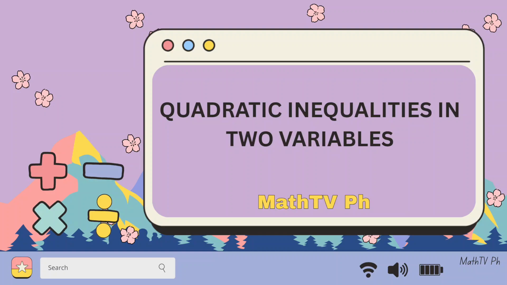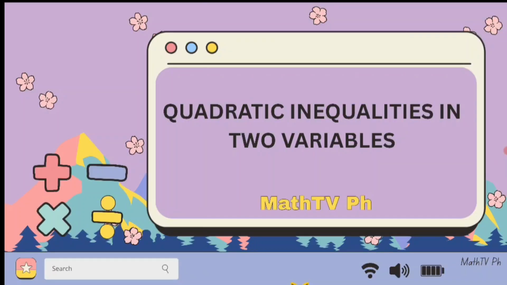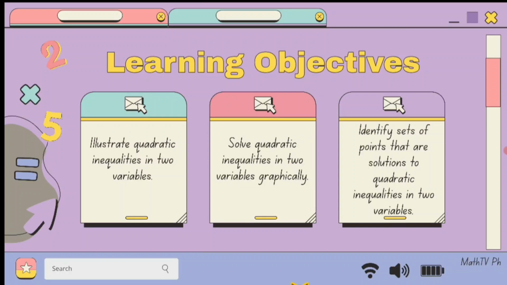Tara, aral tayo! Today we are going to discuss solving quadratic inequalities in two variables. Kung nahihirapan kayo sa pag-graph ng mga parabola o kaya naman sa paghahanap ng tamang shaded region, don't worry because we'll break it down step by step. Let's get started. By the end of this video, ang ating learning objectives ay number 1, illustrate quadratic inequalities in two variables. Number 2, solve quadratic inequalities in two variables graphically. And lastly, identify sets of points that are solutions to quadratic inequalities in two variables.